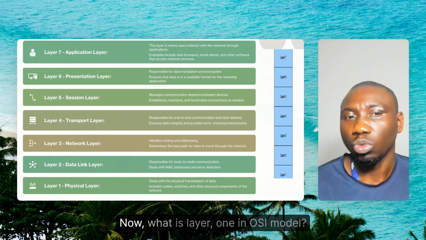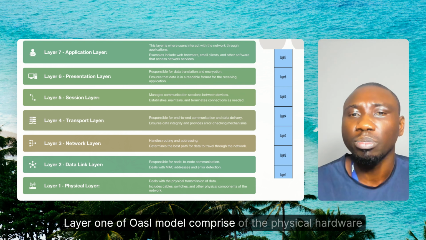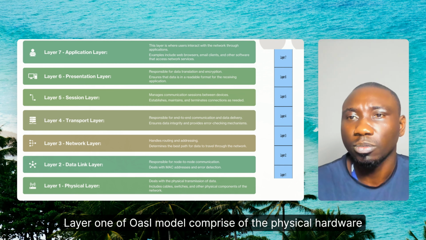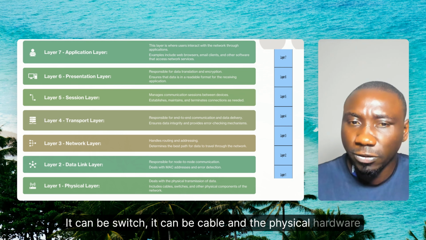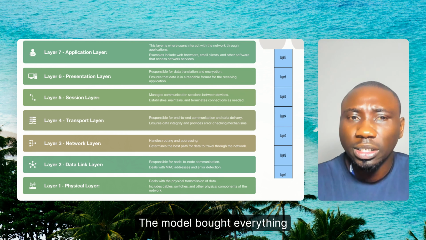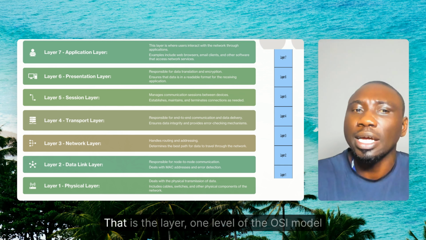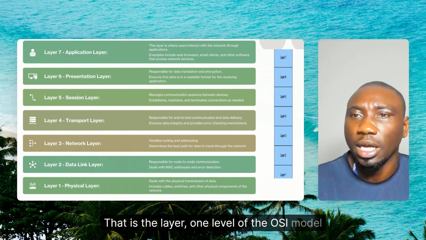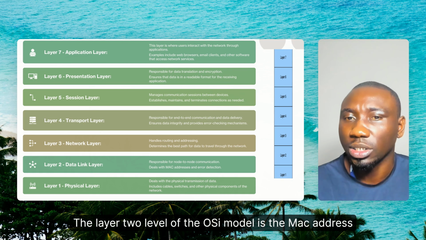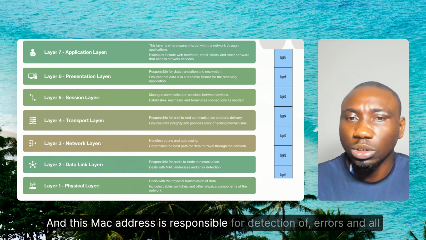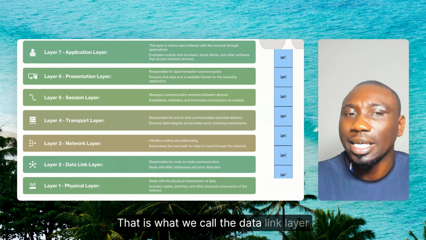Now, what is layer 1 in the OSI model? Layer 1 of the OSI model comprises the physical hardware. It can be the switch, the cable, the motherboard, the socket, everything physical. That is the layer 1 level of the OSI model. The layer 2 level of the OSI model is the MAC address. This MAC address is responsible for detection of errors and all those things. That is what we call the data link layer.